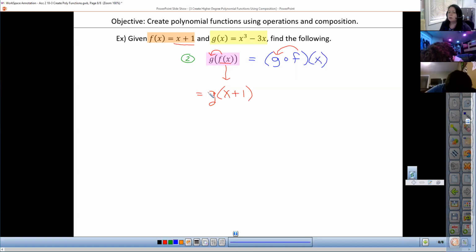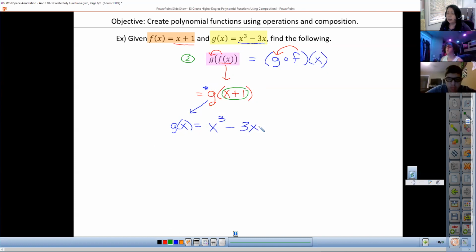So now I need to know, what is my g of x function? What is g of x equal to? So in my given information, g of x is equal to x cubed minus 3x. So composition tells me that what I have inside my parentheses is going to replace or be substituted in for each of the x variables in this g function. So each one of those is going to become that x plus 1.